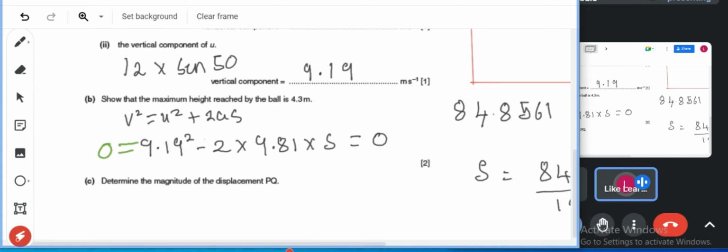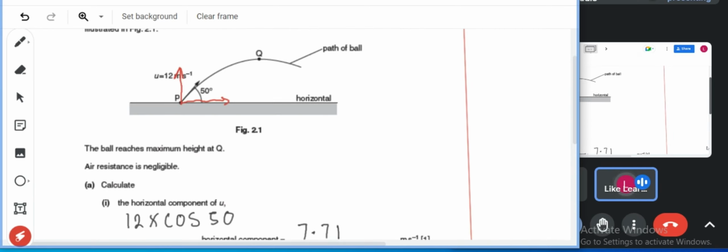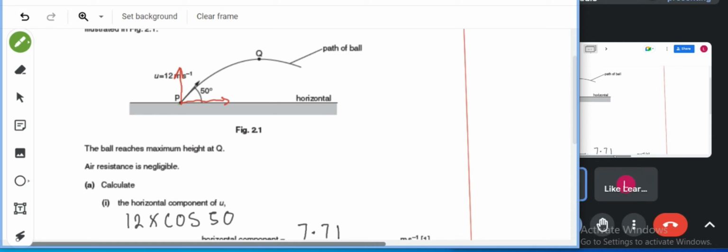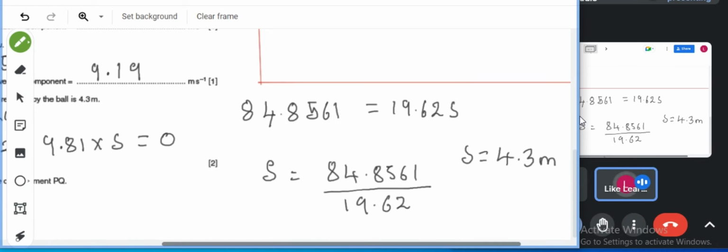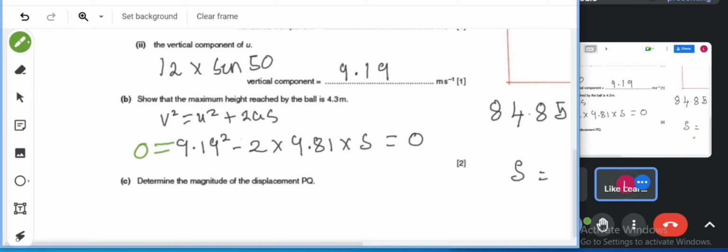Now this question says determine the magnitude of the displacement PQ. Displacement, do you remember what displacement is? What is displacement? Distance in a specific direction. Now you can think of it as where you are, measured from where you were, not necessarily how far you have covered before you got there.